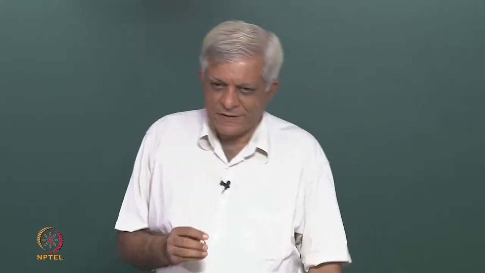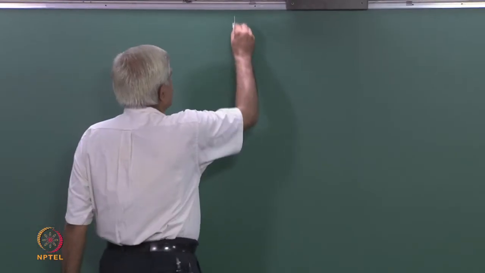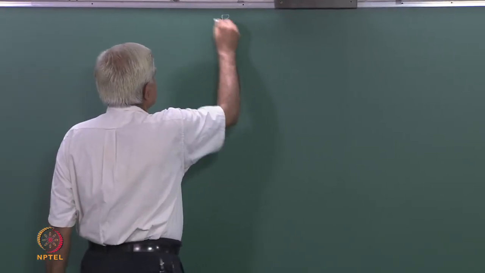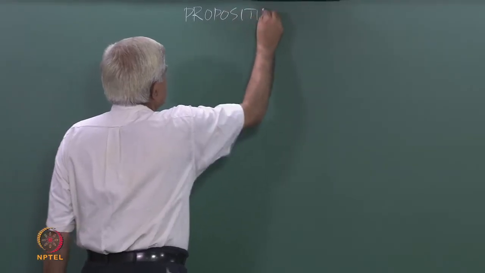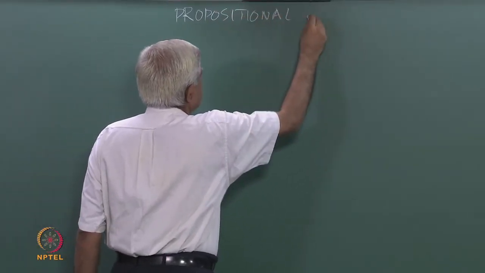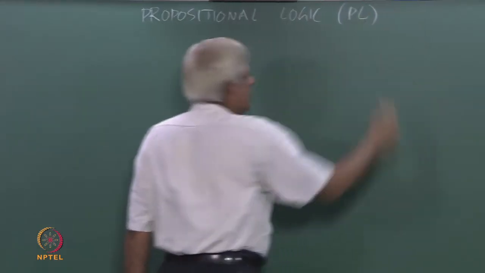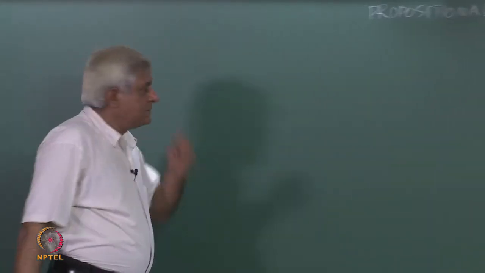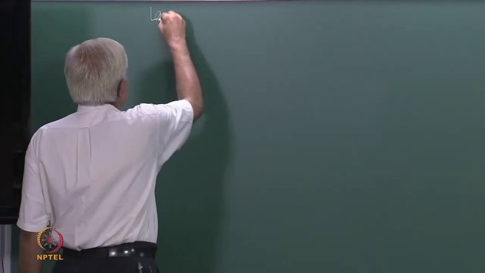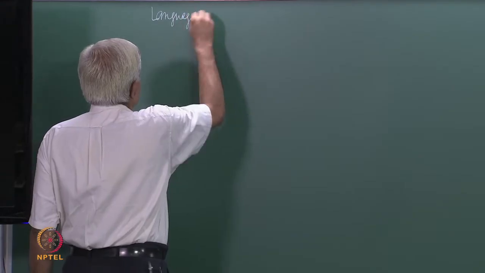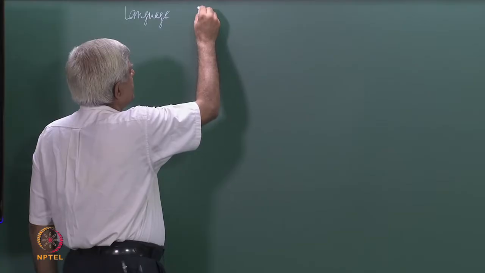Okay, so we are looking at logic and reasoning, and we are looking at propositional logic. Just to do a quick recap, we first looked at the language, and the language is made up of a set of propositional symbols.